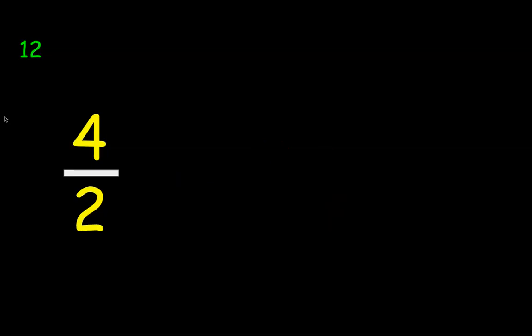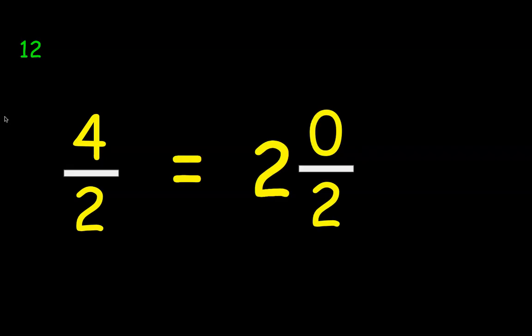12. Pause and continue when ready. Well, you know that 2 halves make 1 whole pizza. You've got 4 halves, which means you can make 2 whole pizzas and you will have no slices left, 0 halves left. And there's nothing wrong with that, guys. It's totally acceptable. You could just leave the 0 halves off and say 4 halves equals 2.